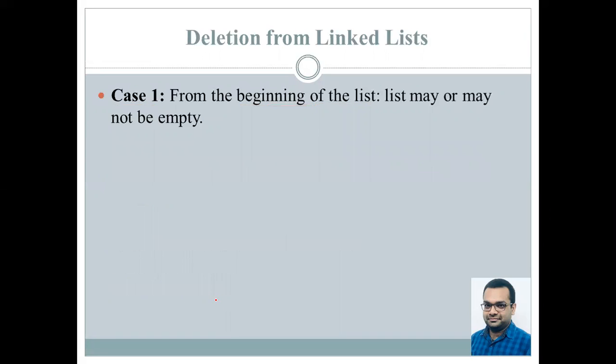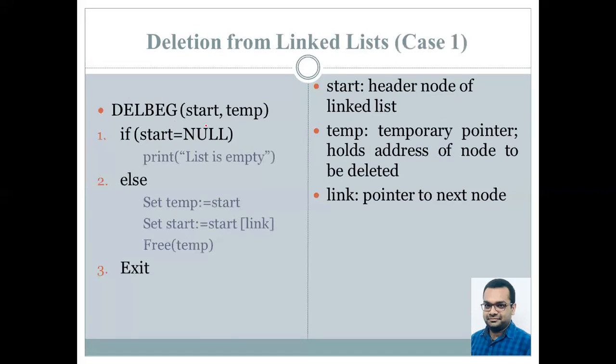Let's see. The topic of this video is case number 1, when the deletion needs to be performed from the beginning of the linked list. That is, every time the node deleted is always the first node from the linked list. We have called our procedure delete begin, and I'm passing two values, start and temp. Start is the address of the first node in the linked list, or called the header node, and temp is a temporary pointer that will be holding the address of the node that will be deleted.